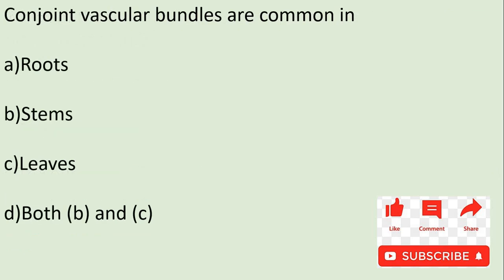Conjoint vascular bundles are common in A. Roots. B. Stems. C. Leaves. D. Both B and C.